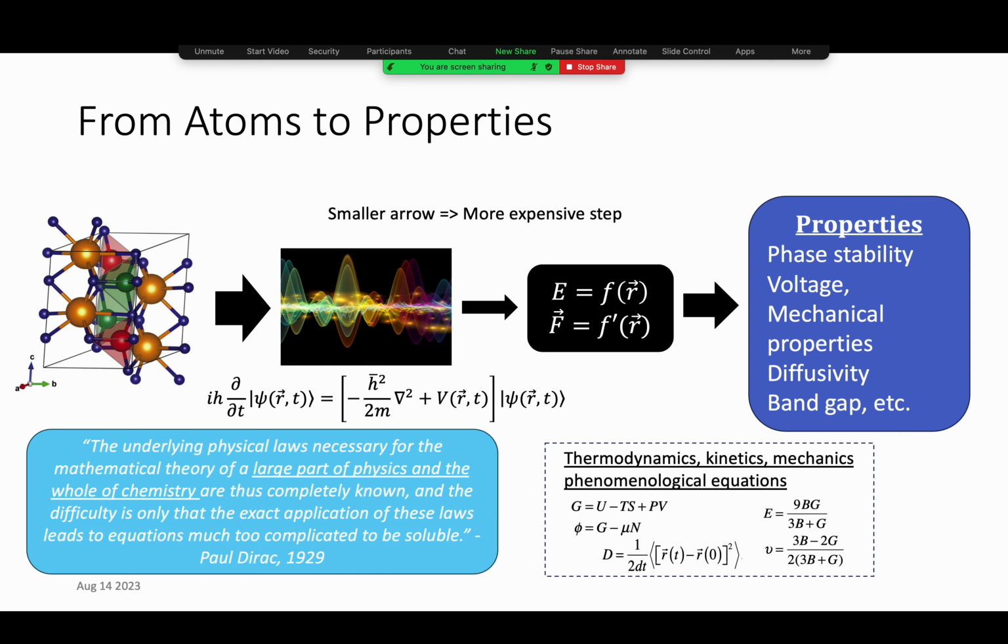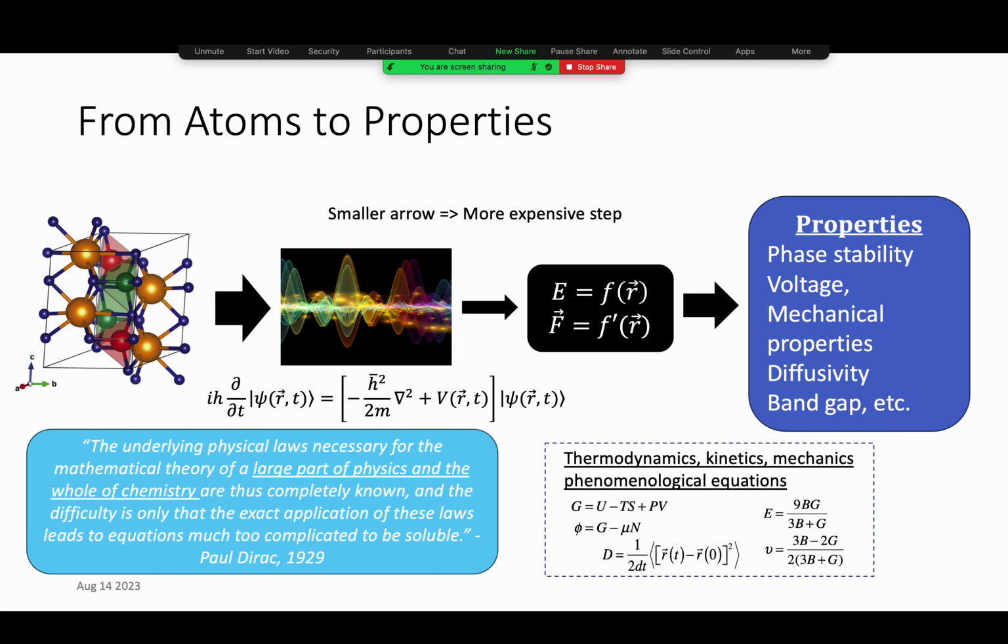So I work a lot in batteries. So in batteries, we are interested in things like the phase stability of the material, the voltage of the cathode. Sometimes we are interested in the mechanical properties, and very often we are interested in the diffusion properties of the material, right? Now, the key thing here is that each of these steps involves some computational costs, right?